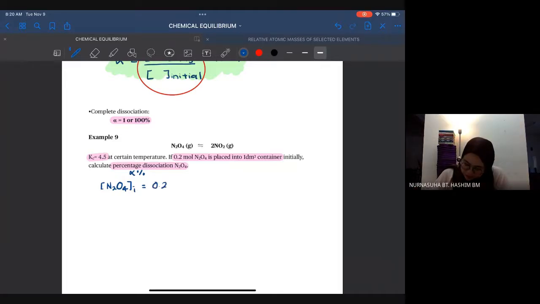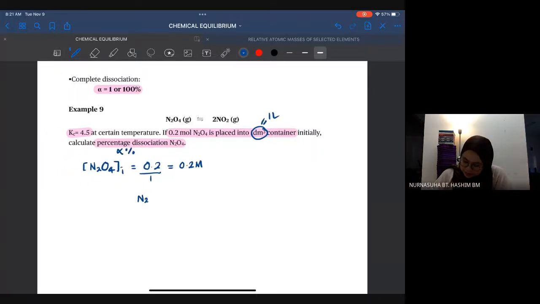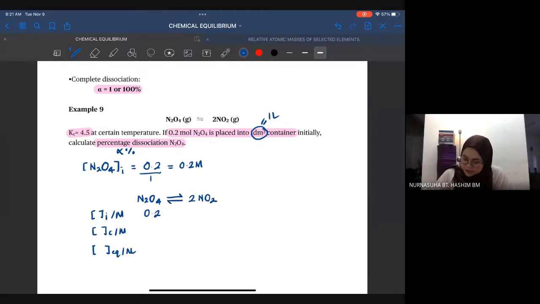Okay, 0.2 divide by 1. 1 dm cube sama dengan 1 liter. See, as I told you, dia punya nilai value is very simple value. Okay, next kita akan buat ice table. Kenapa perlu buat ice table? Sebab kita nak dapatkan change of concentration tu. Okay, initial concentration dia 0.2. Produk tak ada lagi. Okay, N2O4 will decrease. NO2 will increase. Okay, add them together.